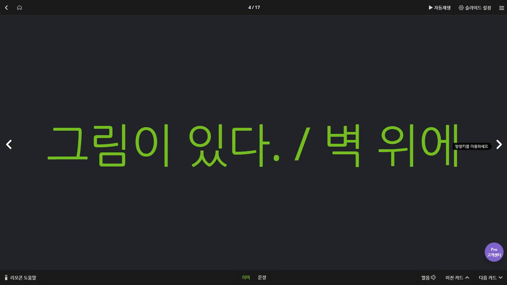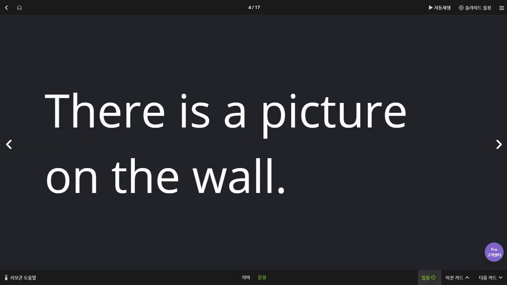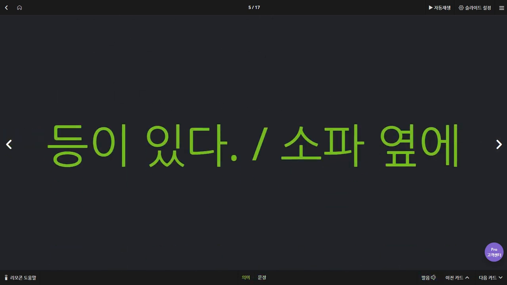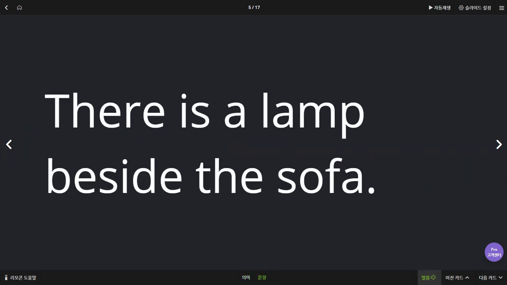There is a picture on the wall. There is a lamp beside the sofa.